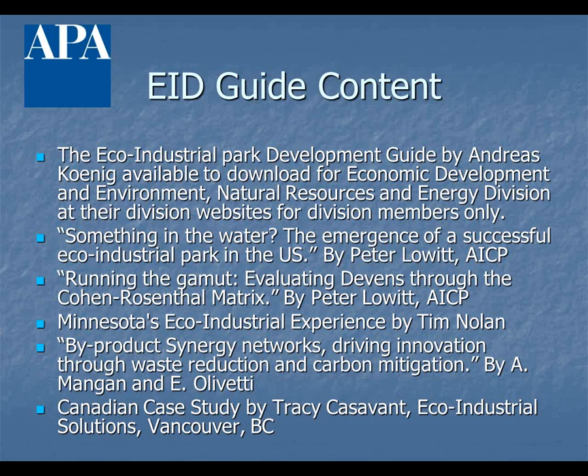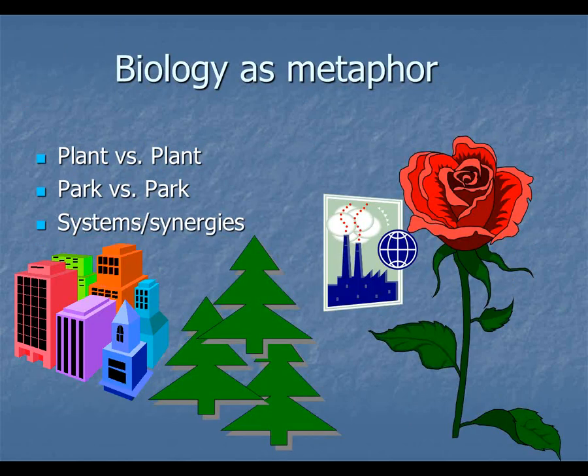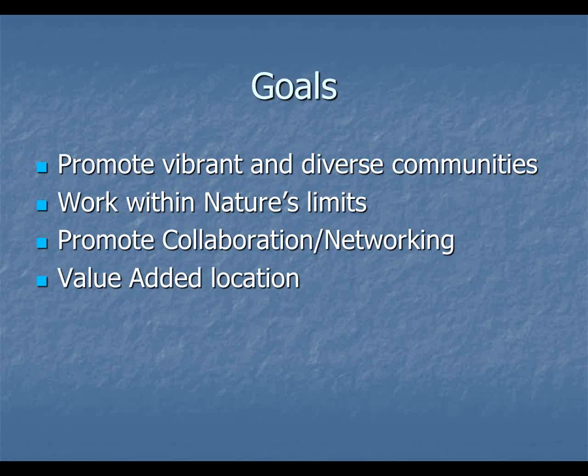So I usually like to start these talks by looking at the rose or a plant and talking about how a plant, like the rose, is like a manufacturing facility, and get you all thinking about inputs and outputs, the role of scavengers and decomposers in a system. And then jumping from looking at the microcosm of the plant, we look at the system. How is a park like an industrial park? And bearing in mind these concepts, let's look at the goals for eco-industrial development.